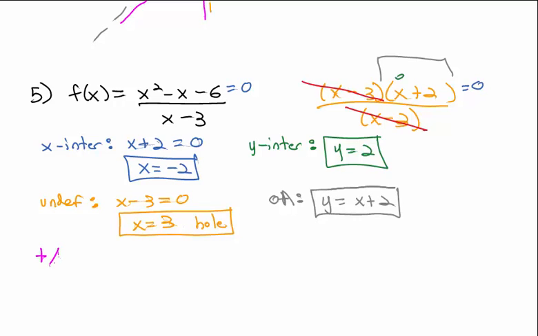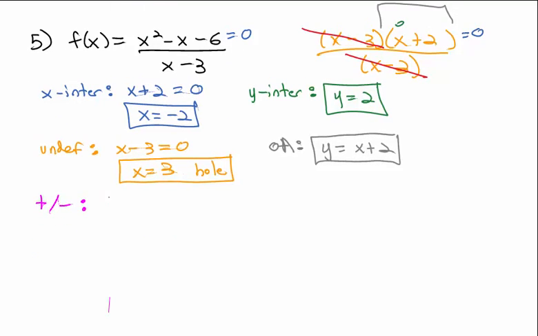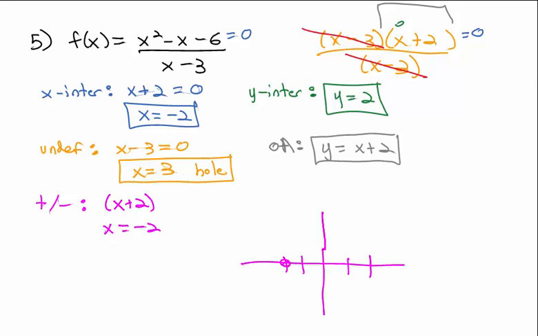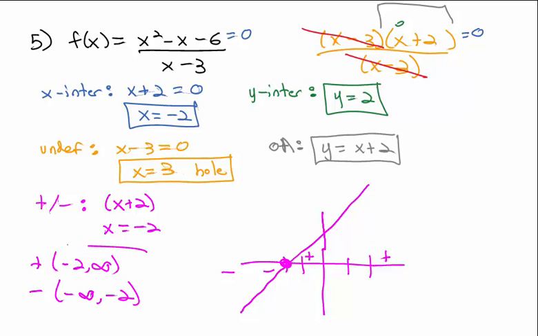In terms of our positive and negative regions, graphing what's left after we reduce, x plus 2, gives us just 1, 0 at negative 2. In fact, we know that x plus 2 graphs as a straight line. And so it's going to be negative on the left and positive on the right. It's going to be positive from negative 2 to infinity. It's going to be negative from negative infinity to negative 2.